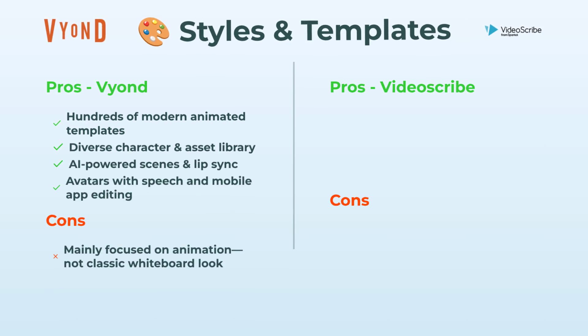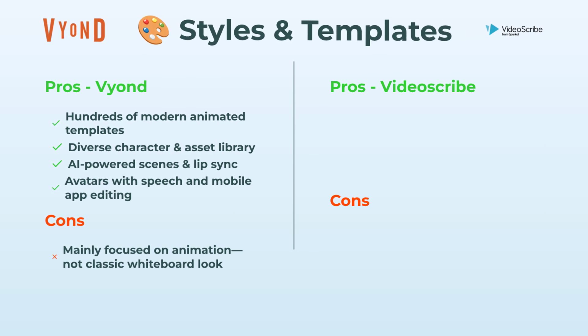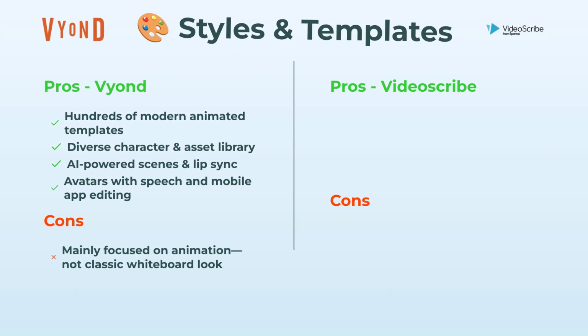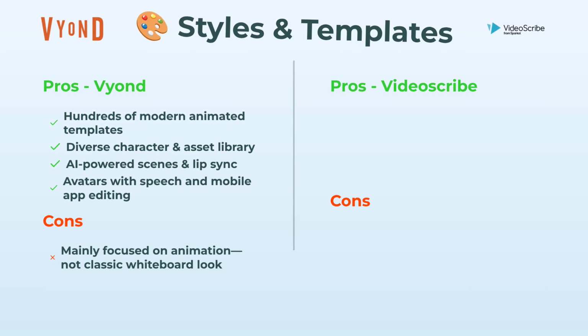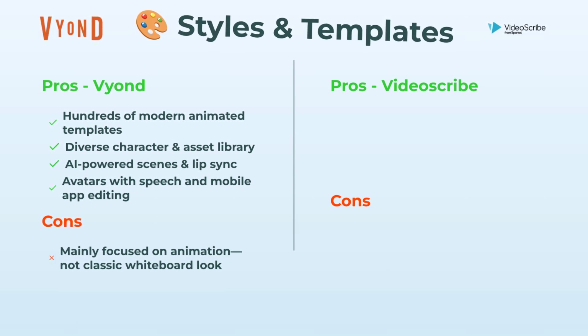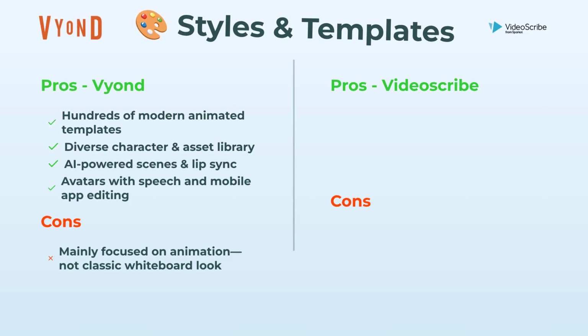Vyond is where things get pretty impressive. Hundreds of slick, modern templates, loads of characters, even AI-powered scenes, and, oh, avatars that actually lip-sync and speak. There's a mobile app, too, if you want fast edits on the go. My only gripe, if you're all about that classic whiteboard feel, it's going to feel more like an animated cartoon than a hand-drawn explainer. VideoScribe, on the other hand, is basically the king of whiteboard.